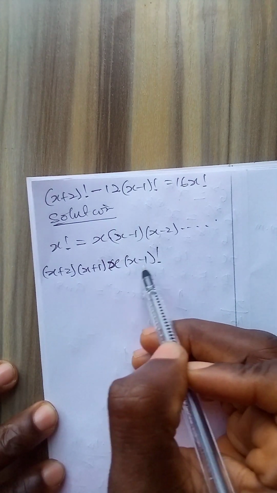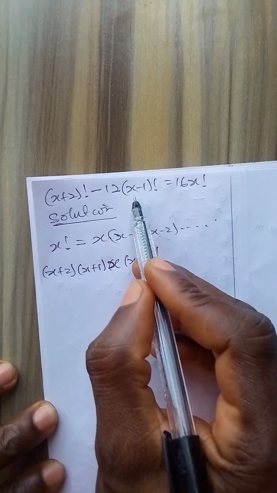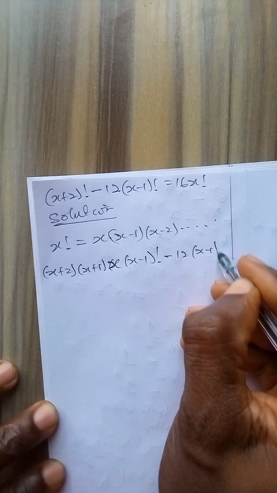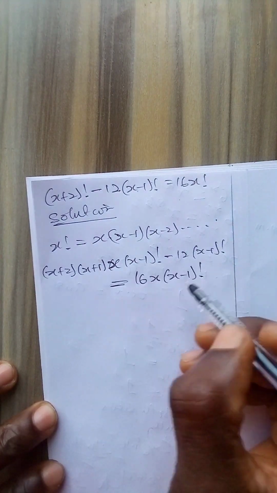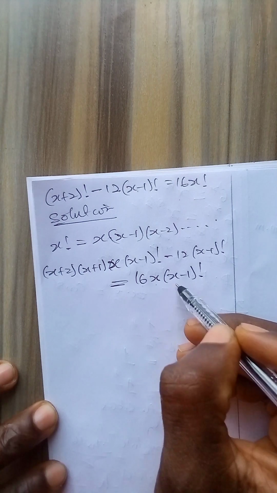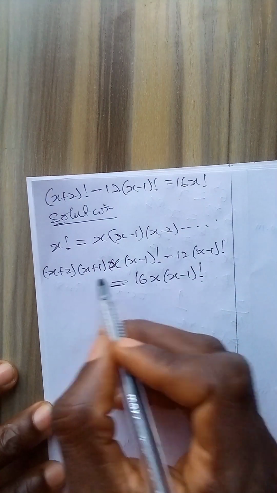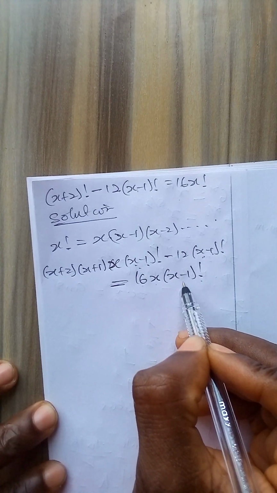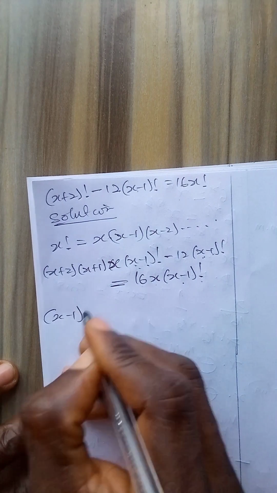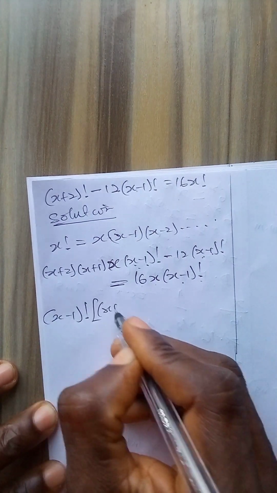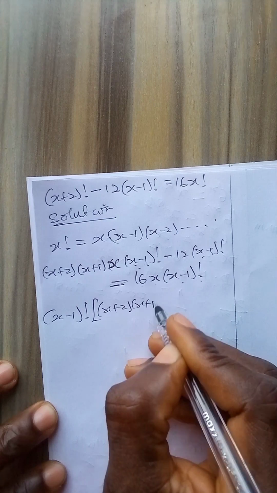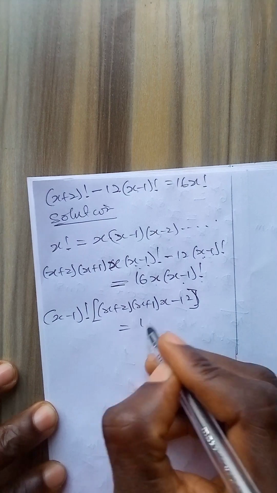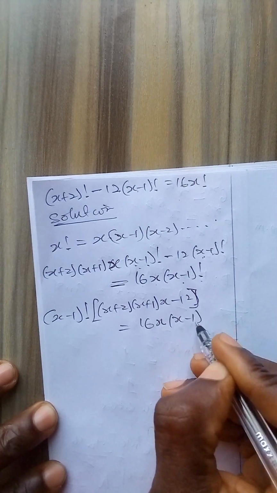I'm going to stop at (x minus 1) factorial because I need to factorize them out. This part becomes minus 12 times (x minus 1) factorial is equal to 16x times (x minus 1) factorial. Now I was saying that I need to factorize (x minus 1) factorial out so that the factorials can cancel out. So (x minus 1) factorial times [(x plus 2)(x plus 1)x minus 12] will remain, equals 16x times (x minus 1) factorial.